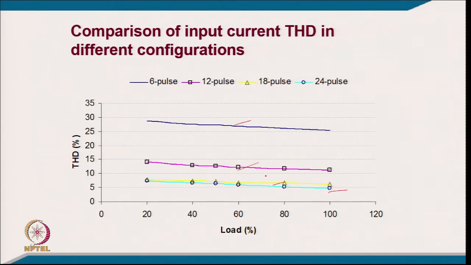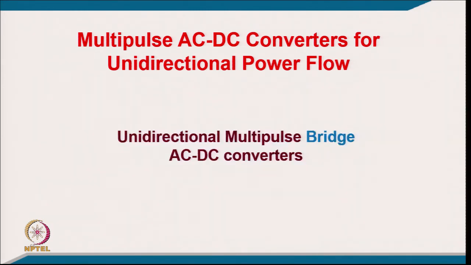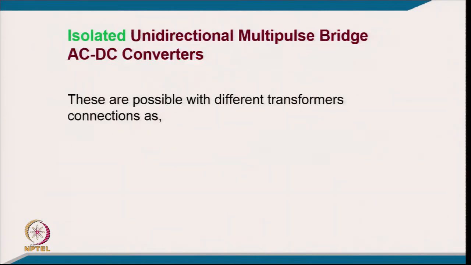Certainly 18 and 24 may not have much difference. That is the reason in many applications we prefer to use the 18 pulse converter also. Now, coming to your multipulse AC/DC converter for uniaxial power flow, I mean uniaxial multipulse bridge AC/DC converter. I mean, those were full wave. Now, we are talking about bridge.